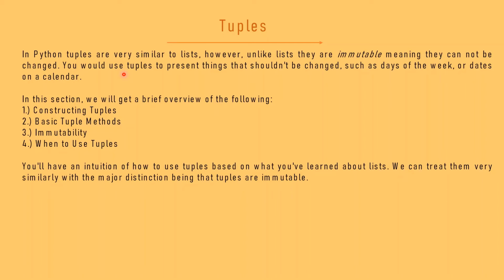Okay, next in this section we'll get a brief overview of the following. First one, constructing tuples. Next one, basic tuple methods. Third one, immutability, and fourth one, when to use tuples. I'll show you all of the 4 examples. If I forget anything, you can let me know in the comment section. And you'll have an intuition of how to use tuples based on what you've learned about lists. We can treat them very similarly, with the major distinction being that tuples are immutable.